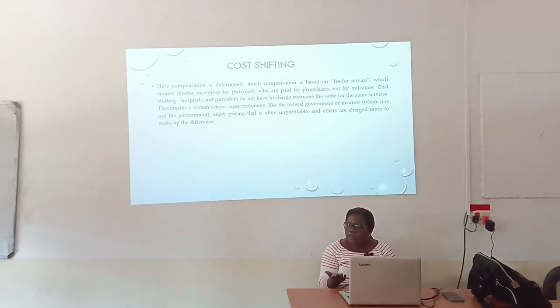So the difference is, let's say, the government pays 700 for paracetamol, but another person pays the price maximum of 2000. It means it is offsetting these differences.